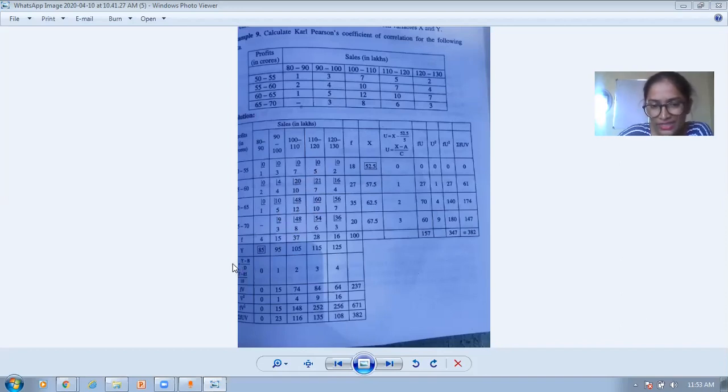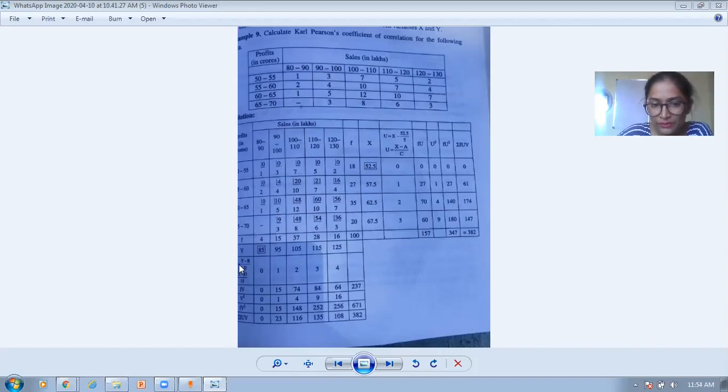And here we calculate V. V is equal to Y minus B divided by D. So what is B here? B is an arbitrary value in the series Y. And what is Y here? Y is a mid value between the upper and lower limit of sales. So 80 to 90, the mid value will be 85. 90 to 100, mid value will be 95. So we have written all the mid values in Y.